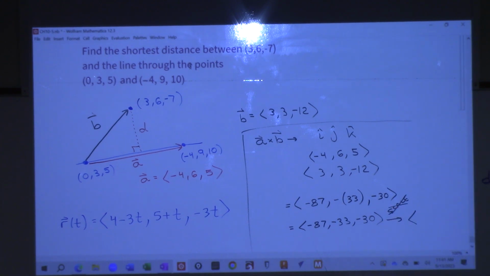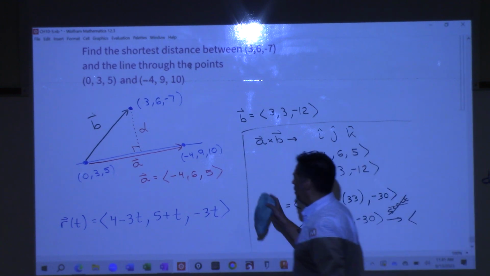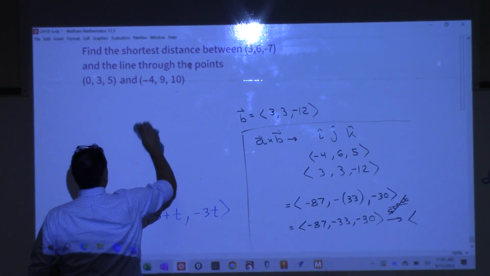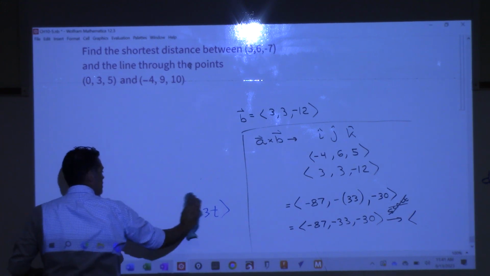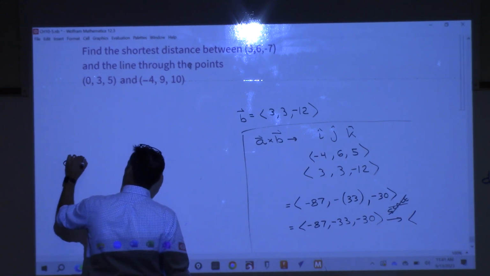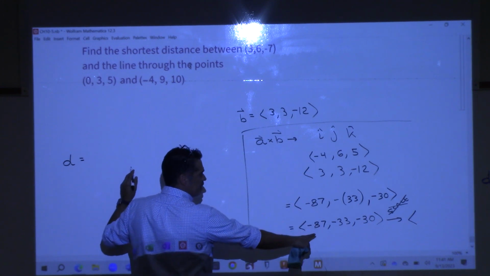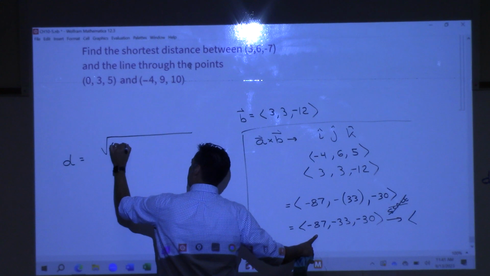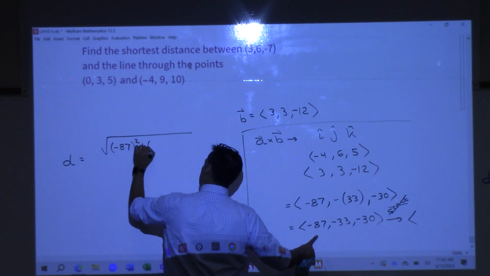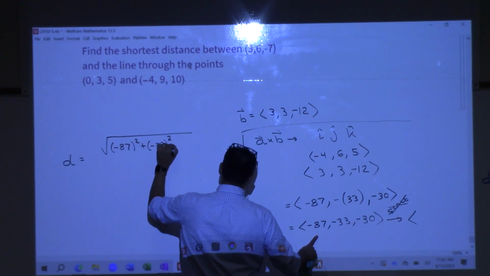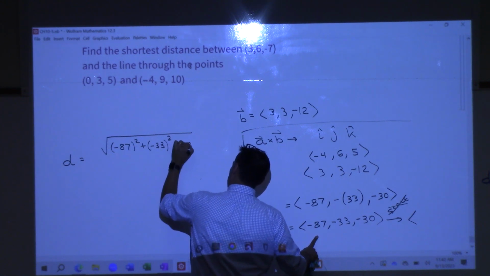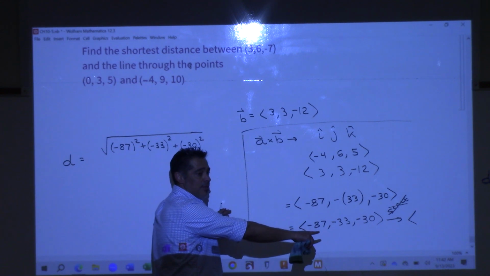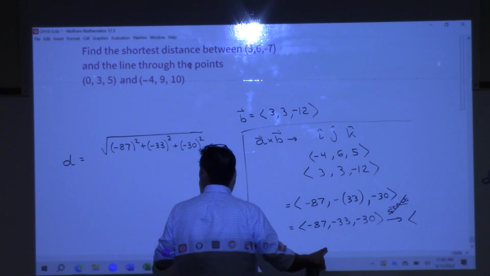And then the length of A. I'm going to write it out here. The computation we're about to do is this. The distance is the length of this vector, right? The square root of negative 87 squared plus negative 33 squared plus negative 30 squared. I could have made them all positive, because that doesn't change its length. It just changes the direction.